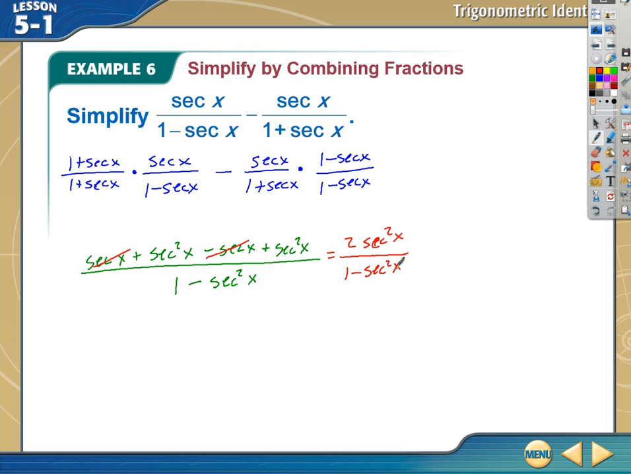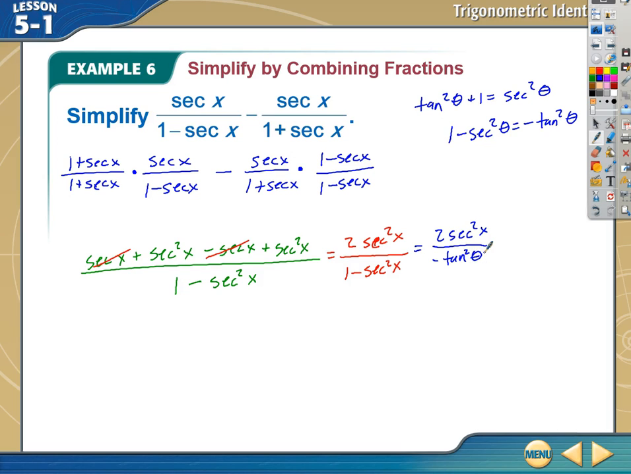Well, what can I do now? I go and look at my identities again. Do I have anything there that has a 1 and a secant squared? And this is where you go, yeah, I've got something in there. Back in my Pythagorean identities, I have tangent squared theta plus 1 is equal to secant squared theta. I subtract the secant squared from both sides, subtract the tangent squared from both sides. I get 1 minus secant squared theta is equal to a negative tangent squared theta. I substitute back in. I think I'm getting closer to something. This is looking good. Secant squared x over a negative tangent squared theta.